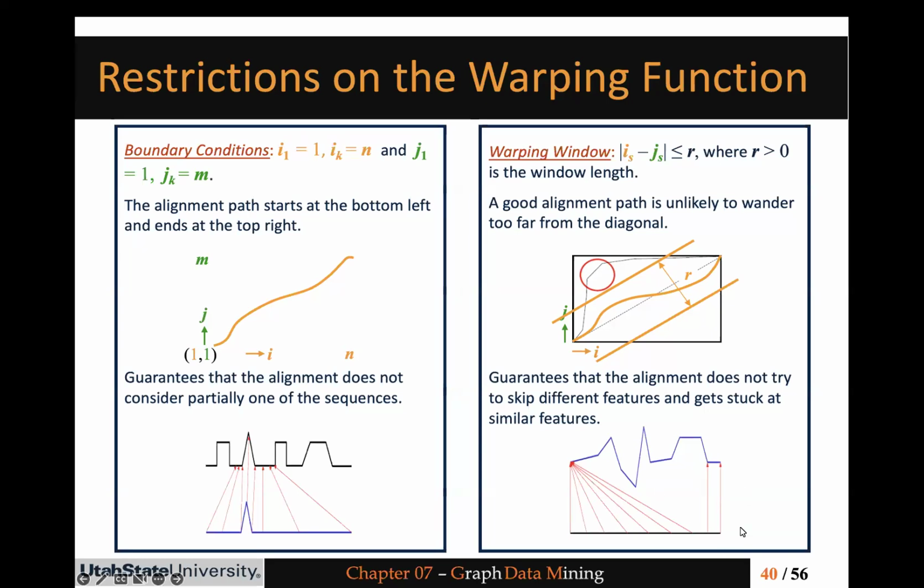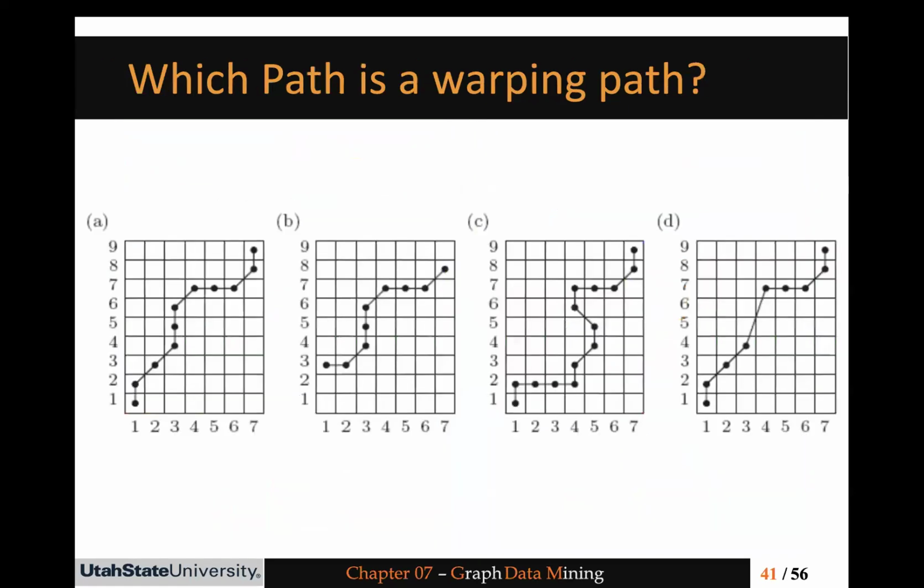And this is illustrated on the bottom figure over here, where we have way too many lines. About 80% of the black time series have been matched to one single point from the blue time series, which is kind of a pathological path, not really a good path to find using dynamic time warping.